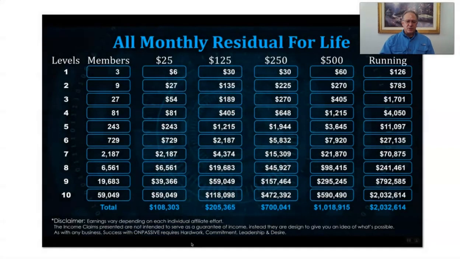If I run over the compensation program, the 3x10 force matrix, I've had a few comments that this is a unilevel that will turn into a 3x10 forced matrix. That's absolutely false. This is not a unilevel. The only thing that hasn't happened yet is OnPassive has not put us in the matrix yet, the way they're going to pay us. When that happens, everybody who is a founding member in OnPassive today will be put into the matrix based on their timestamp.